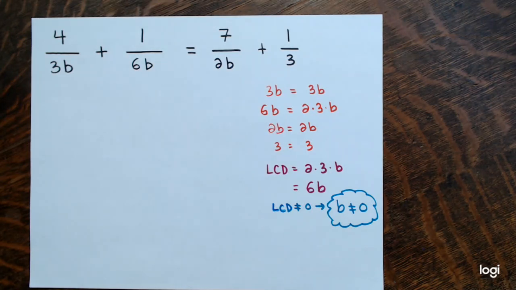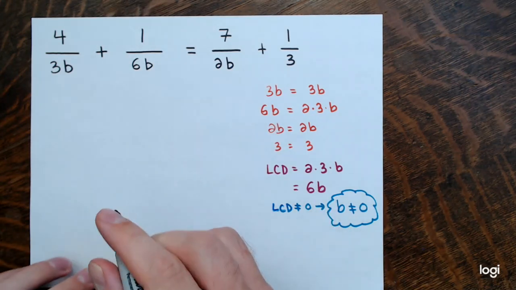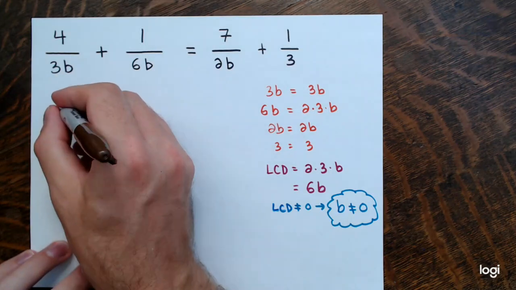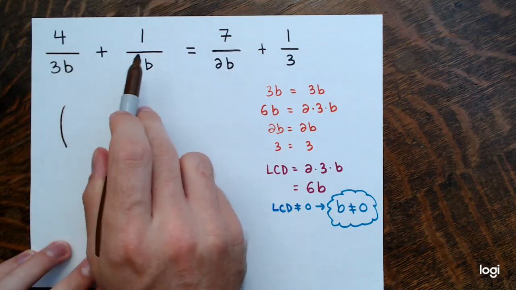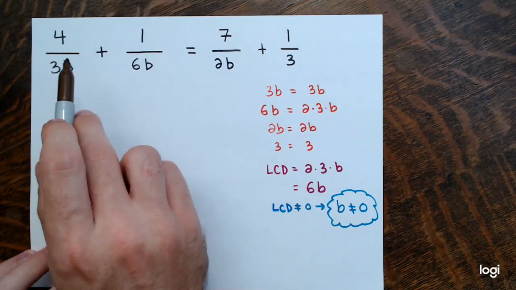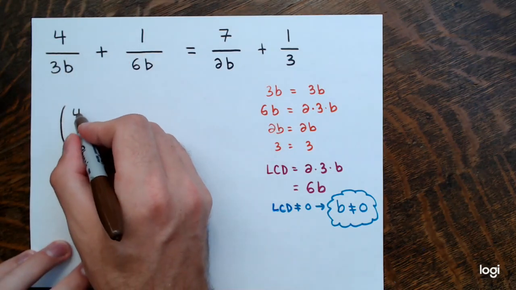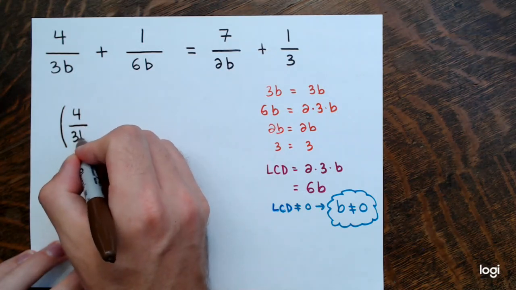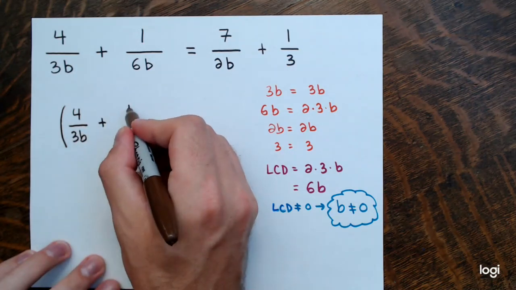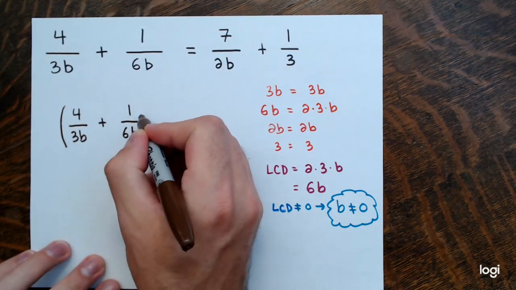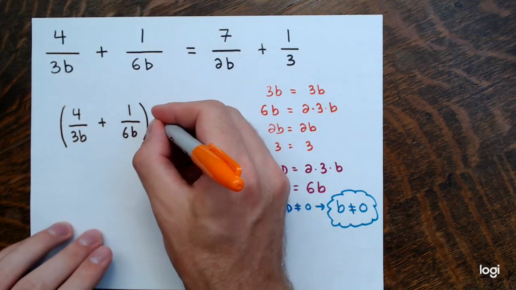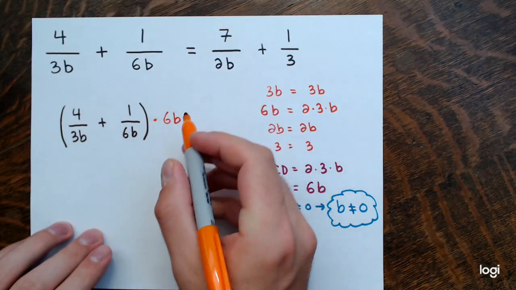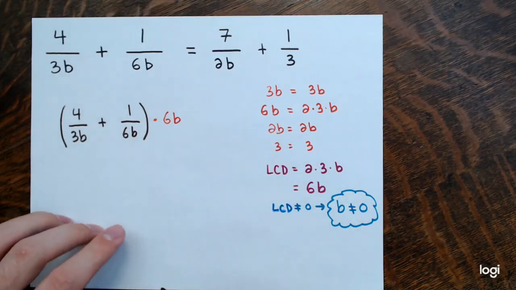I'm going to multiply both sides by 6b, by the LCD. So that means I'm taking this left side, again, the whole thing. There are two terms of this sum. So I'm going to put it in parentheses, 4 over 3b plus 1 over 6b, and that's going to get multiplied by 6b, or 6b over 1 if you want to make it into a fraction.